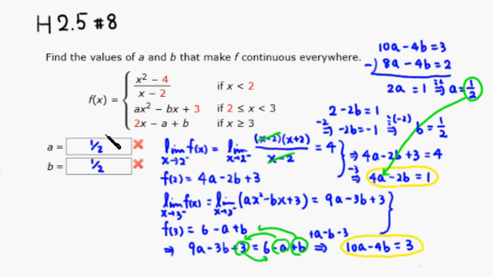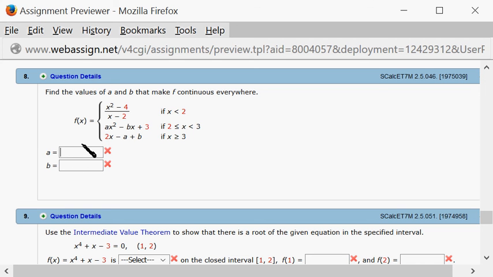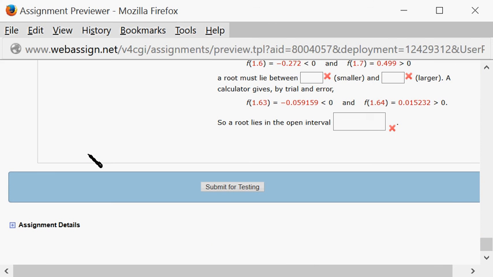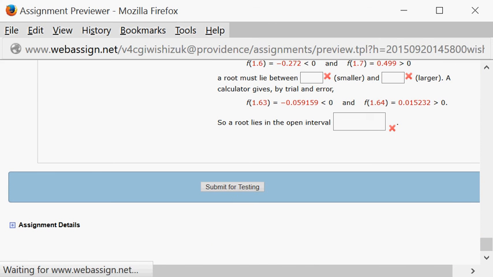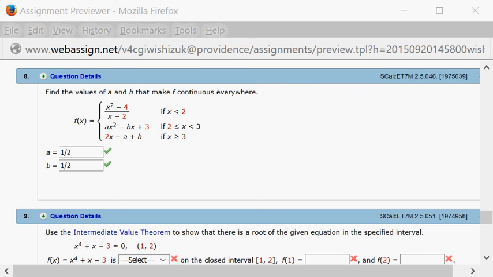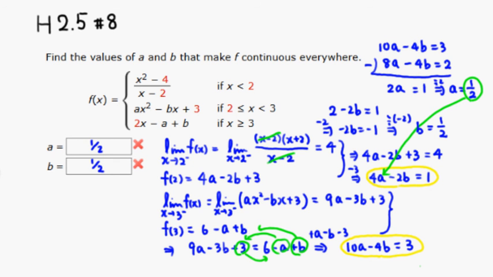Let's type it in. We found that to be 1/2 and also 1/2. Let's submit for testing. It came back and looks like we got these correct. Alright, that's it. I hope that this was clear.